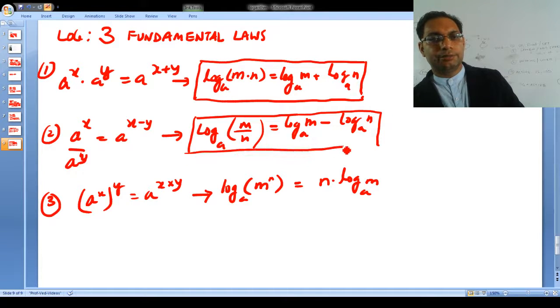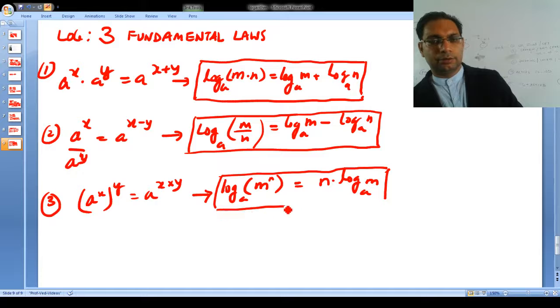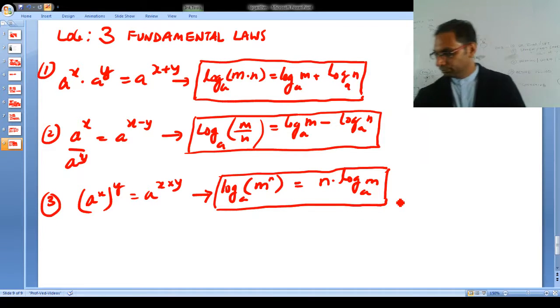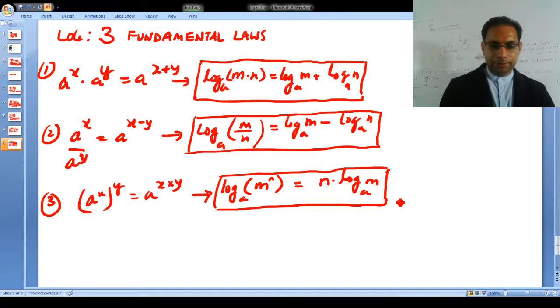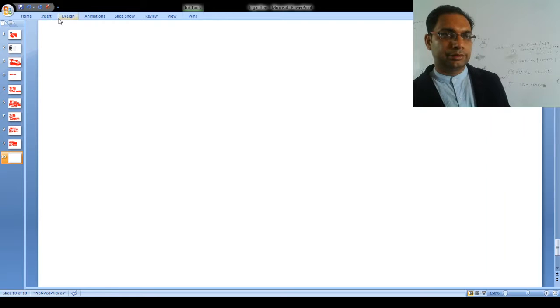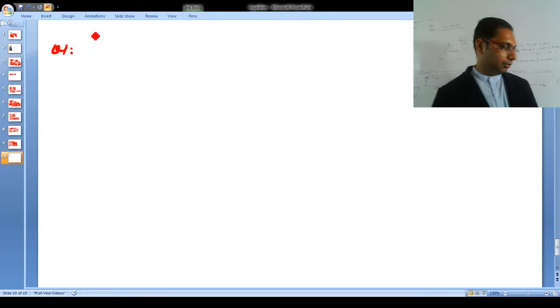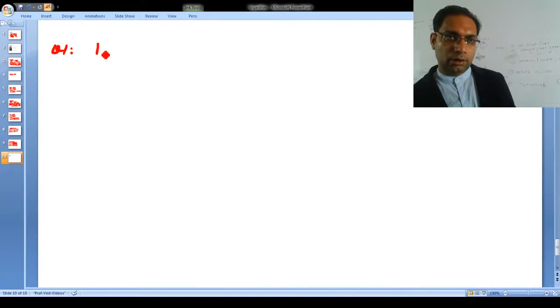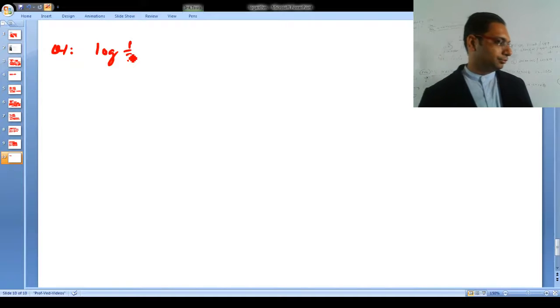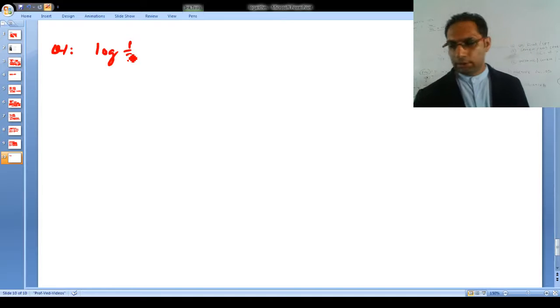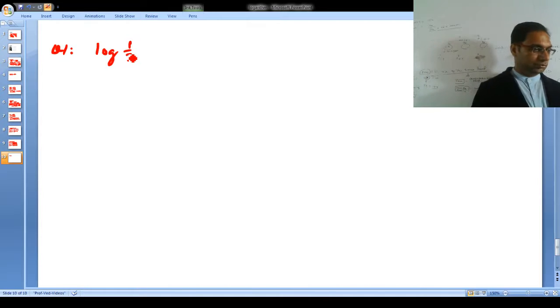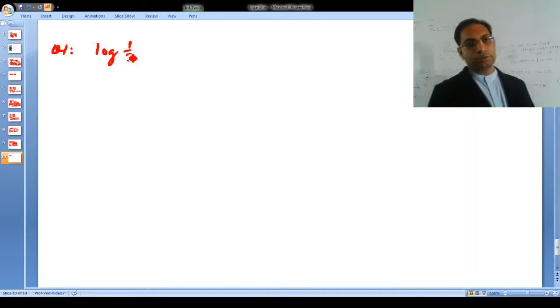Let's quickly take a few questions and solve them to quickly understand how this will be used. Okay then, ready? Let's do that. Okay, question number 1 is on your screen. It's saying, simplify log of 1 by 2. Not a difficult question, you just have to simplify log of 1 by 2.